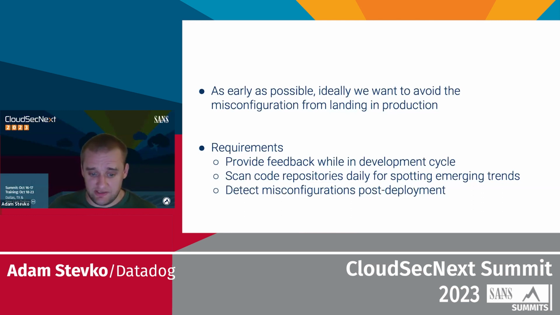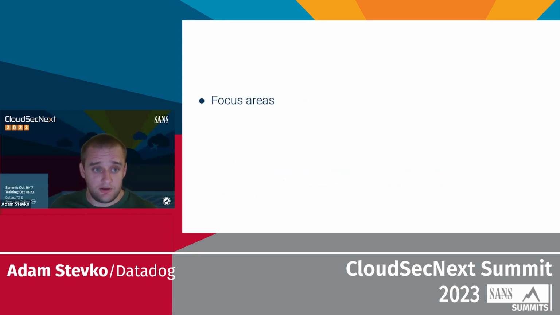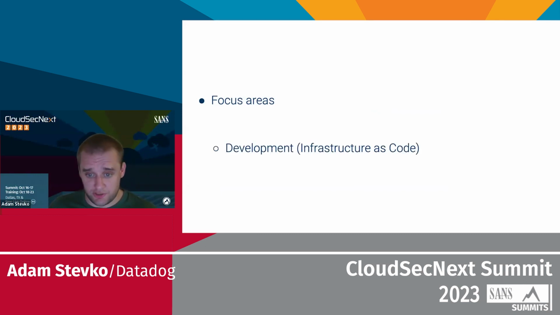And in case that we miss a misconfiguration, we still need to have a mechanism: how do we detect it post deployment? This naturally led to focusing on two areas, basically development and infrastructure as code. In Datadog, we use Terraform. Infrastructure as code is a practice where all of the cloud resources are managed by code. And then we have a runtime, which we consider any active cloud resources, basically anything that has been deployed.